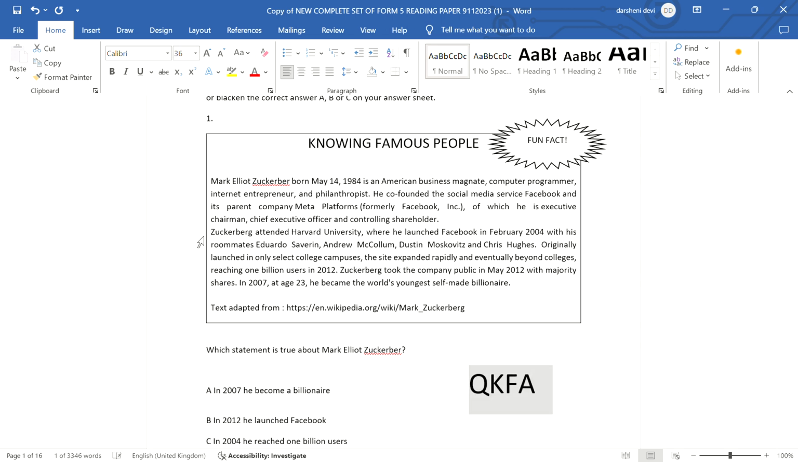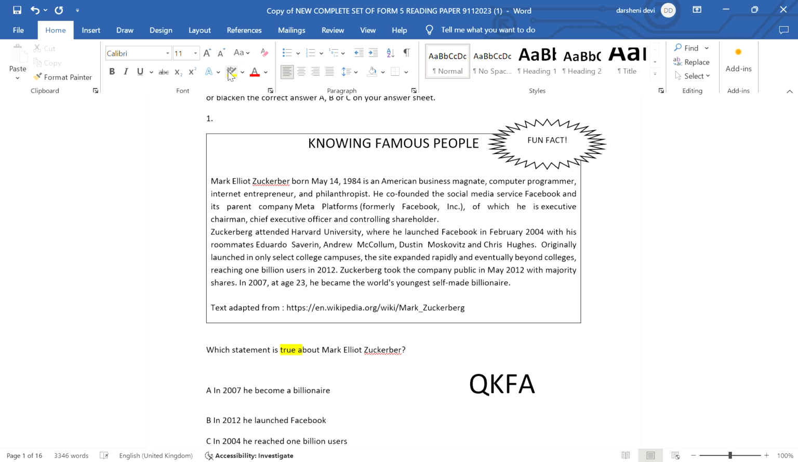As this is a revision, teacher has already informed you earlier, so we are revising it basically. QKFA means question, keyword, find, answer. First thing first, directly refer to the question. Which statement is true about the person in the text? And then we need to find out the keyword. So what is the keyword here in the question? The keyword here is true, correct? So we need to find out the statement that is true.